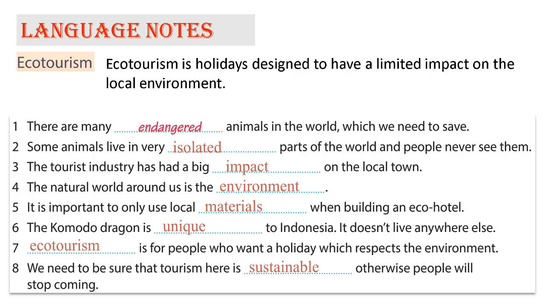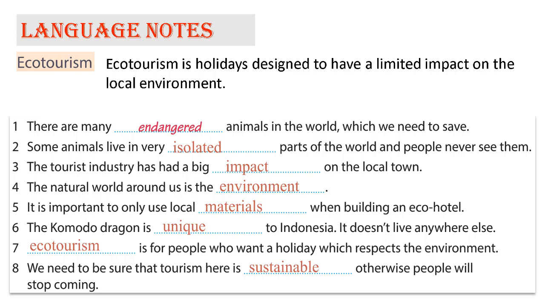Number three, the tourist industry has had a big impact on the local town. طبعا impact معناها تأثير. Number four, the natural world around us is the environment. Environment البيئة هي العالم الطبيعي حولنا. Number five, it's important to only use local materials when building an eco hotel. يعني materials أو local materials اللي هي مواد خام المحلية اللي هي موجودة في البيئة when building an eco hotel.